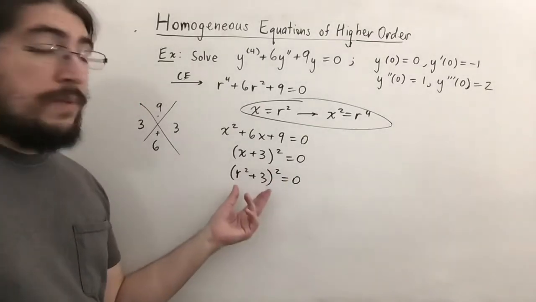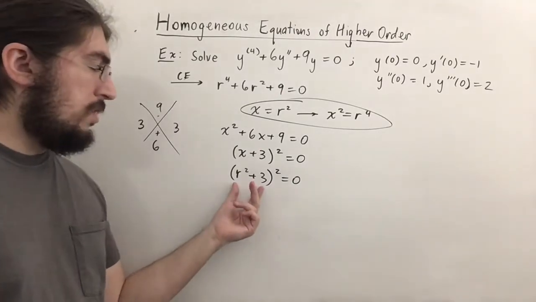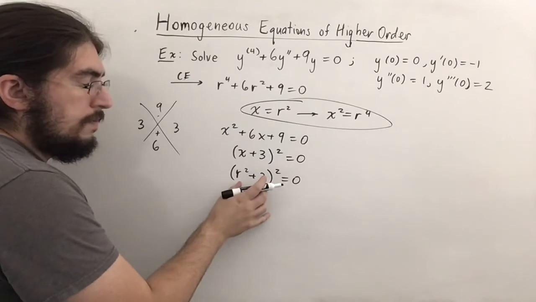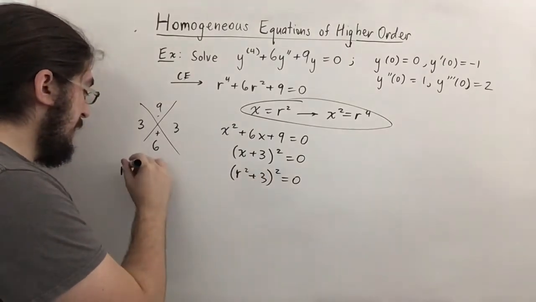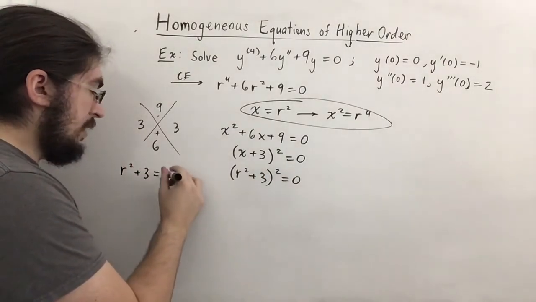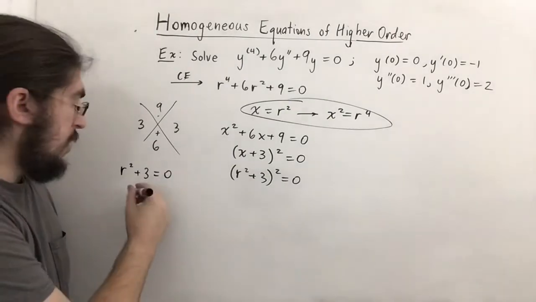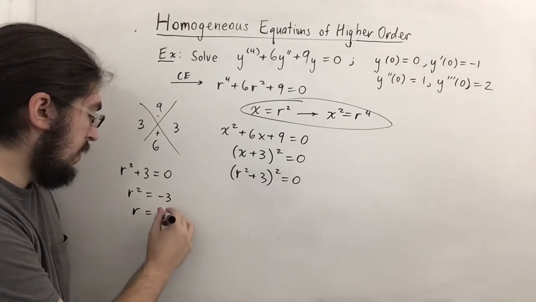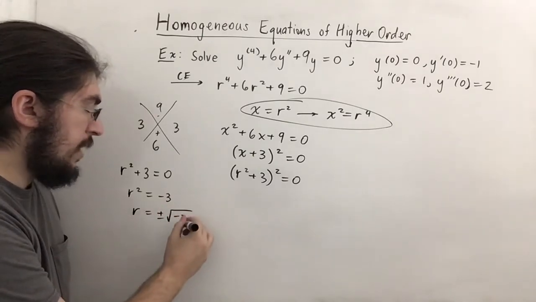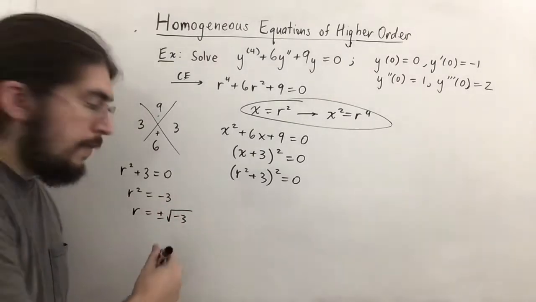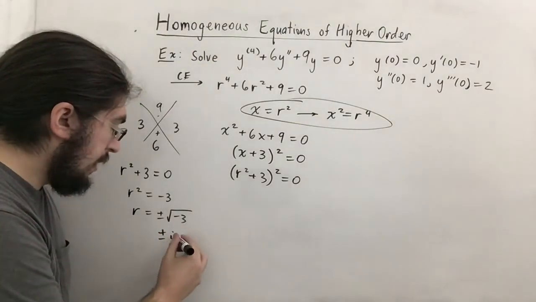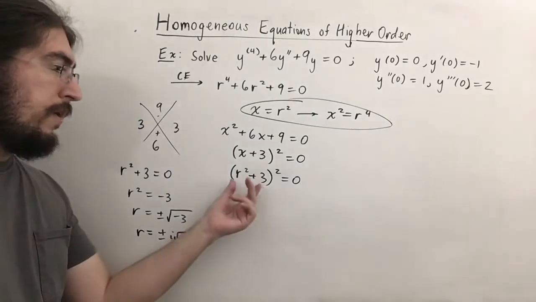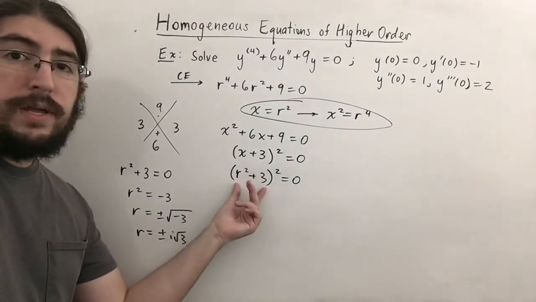So, from each of these, if we set each equal to 0, let's look at r squared plus 3 equals 0. We kind of saw something like this from the previous example. We can subtract 3, we get r squared is equal to negative 3. We can take the square root, we get r is equal to plus or minus the square root of negative 3. The square root of a negative, an i pops out, so this is plus or minus i times the square root of 3. And we have two solutions for each of the r squared plus 3 factors.